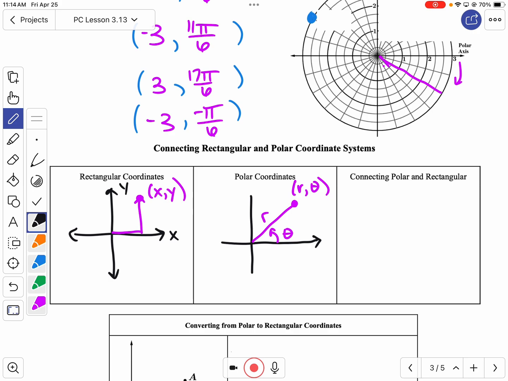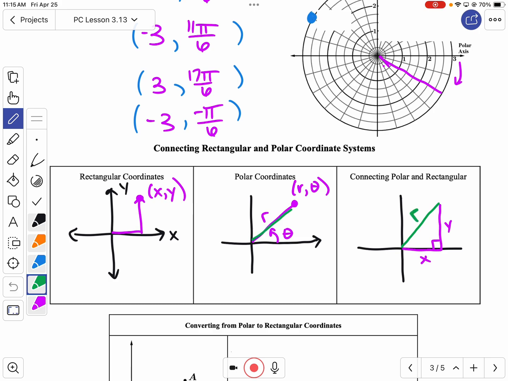Think about it this way. To graph my rectangular coordinates, I'd go over x, I'd go up y, and I'd form a right triangle. When I connect that right triangle like we had been doing, we get a hypotenuse, but that's where the polar coordinate comes in. What is that the same thing as?